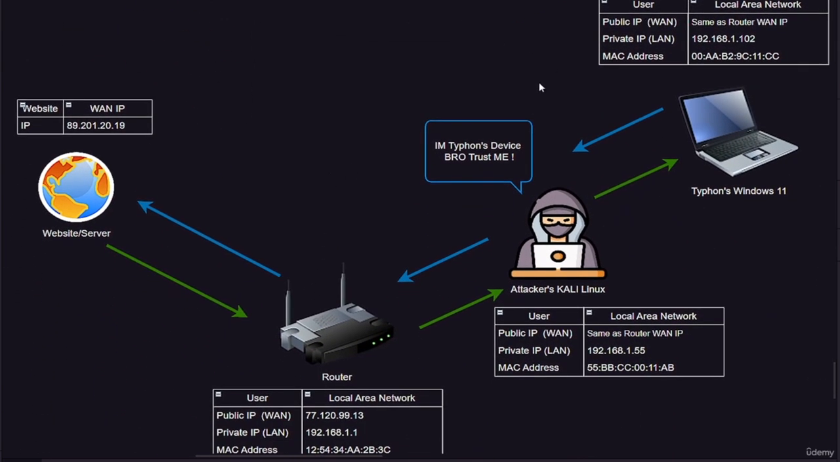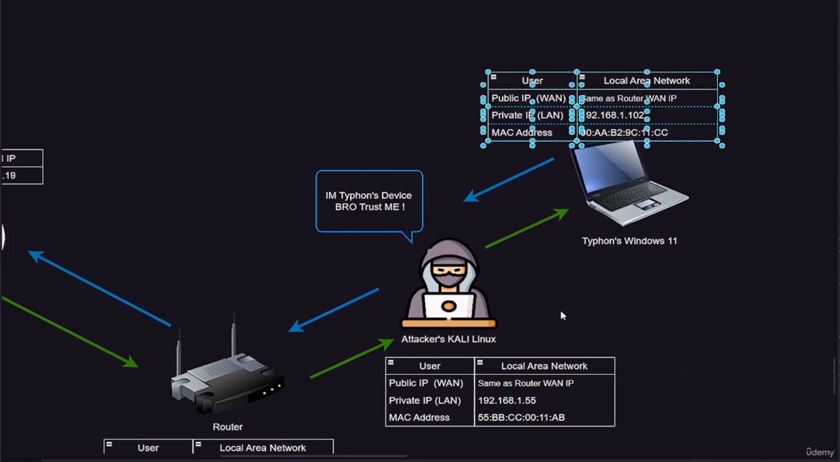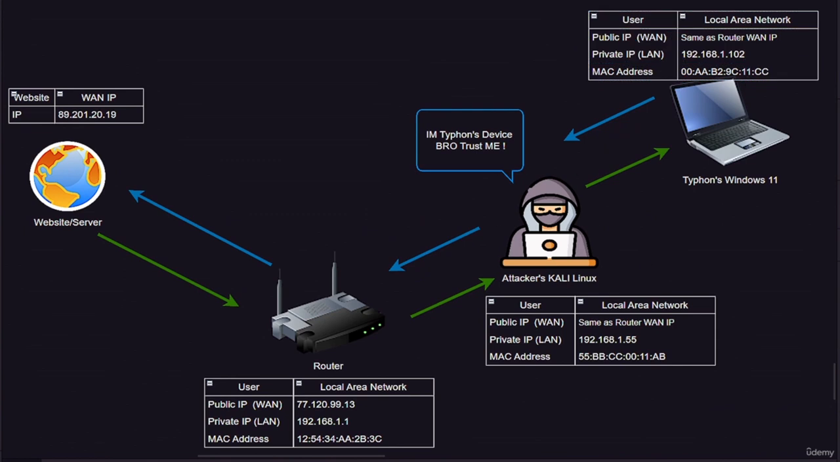So now, let's look at another diagram showing how attackers work, and I will explain all of this in this lecture. I hope you're seeing more here. Here we have the attacker's Linux and Typhoon's Windows 11. The attacker's Linux, which belongs to the hacker, will generate two fake ARP, Address Resolution Protocol, responses. One for the victim and one for the gateway router. It will send an ARP reply to the Windows 11 device and pretend to be the router. Similarly, it will send a reply to the router and pretend to be the device.